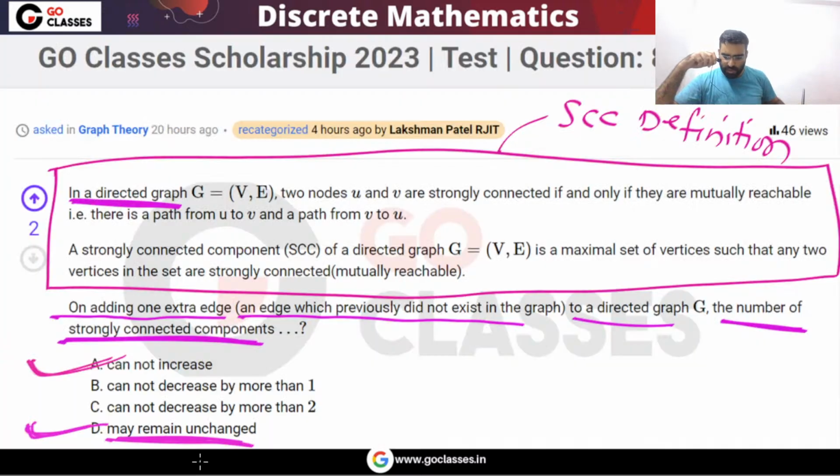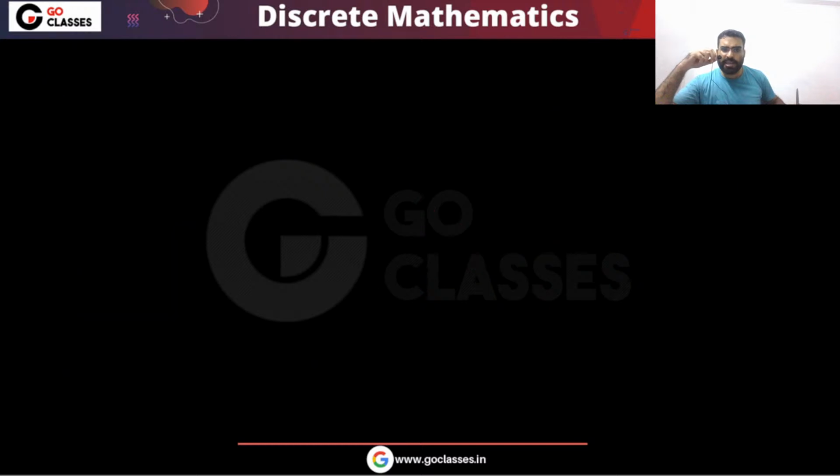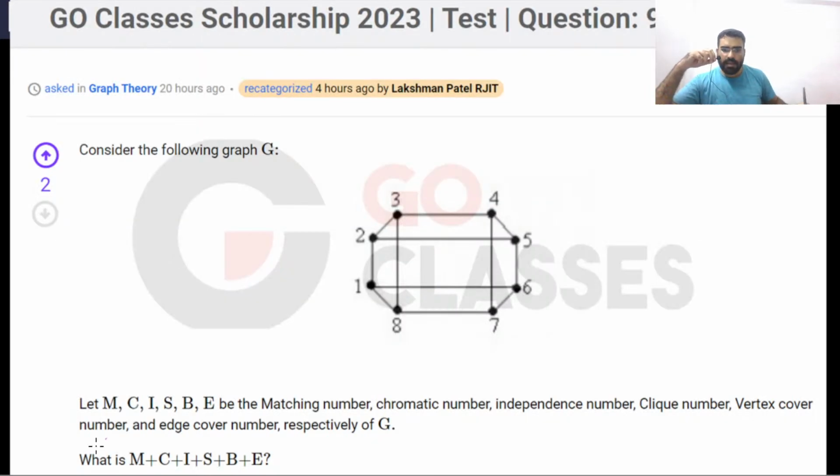So this is a very nice question, yes or no? It cannot decrease by more than 1. No. It cannot decrease by more than 2. No. It can decrease by any number. Okay. It can decrease, it cannot increase, but it can decrease by any number. Let's see this question. What is the answer for this?